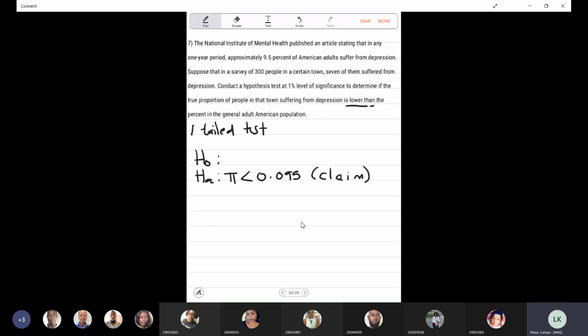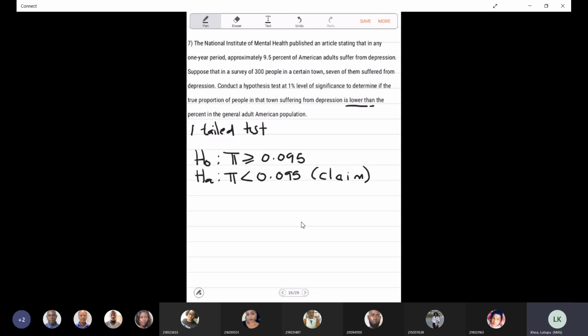Okay, and then our null hypothesis is just the opposite of whatever the alternative is saying. So we have pi is greater than or equal to 0.095, and the equal to always goes with the null hypothesis. That is step number 1.